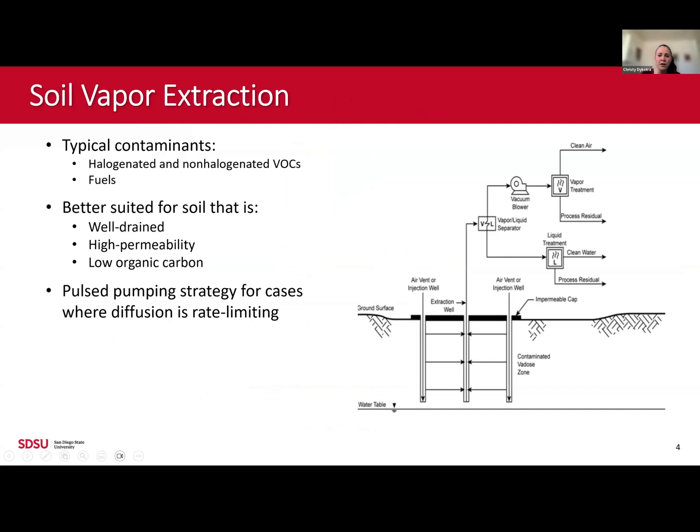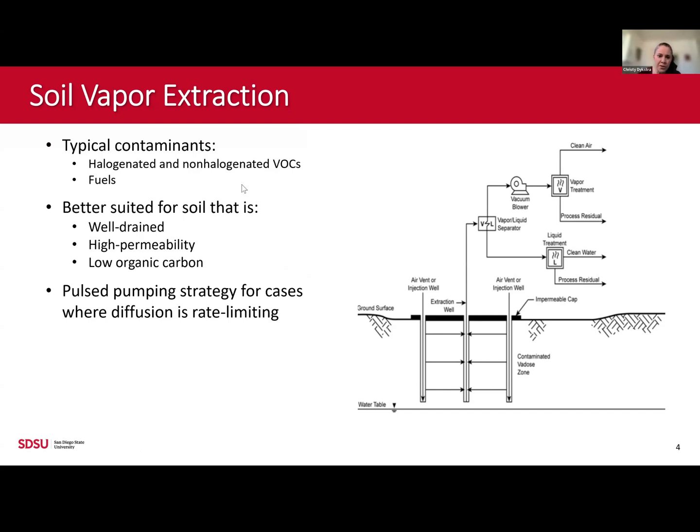Okay, so let's talk about a few of these in depth a little bit. So here is soil vapor extraction. And the way that this works is we often use this, for example, for contaminants that are halogenated or non-halogenated VOCs, that's volatile organic compounds, and for fuels. And the things that these have in common is that they're very readily volatile, meaning that they can go into a gas or vapor phase easily from a liquid.